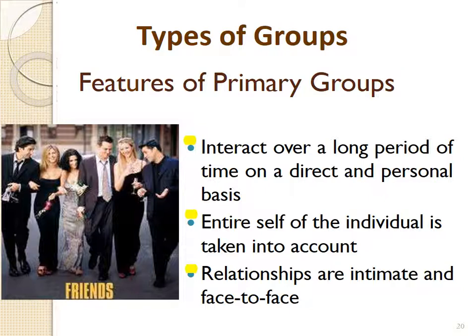The second thing is the one thing that I want to focus on for a moment. Entire self of individual is taken into account. What do you think that might mean? Entire self of the individual is taken into account when we're talking about a primary group. Sometimes this is helpful when you've got the book in front of you, you can read the whole context. We don't have that option. Well, you can, but let's try to think it through.